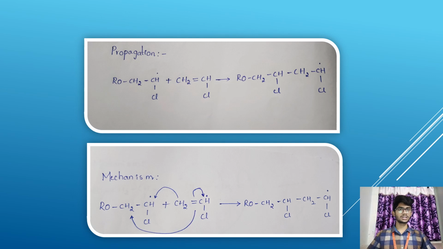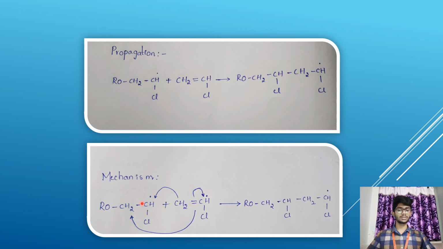Let's see the second step, that is the propagation step. In the propagation step, the product which is formed in the initiation step reacts with vinyl chloride. So after the reaction, we get the product RO-CH2-CHCl-CH2-CHCl. Let's see the mechanism of the propagation step.